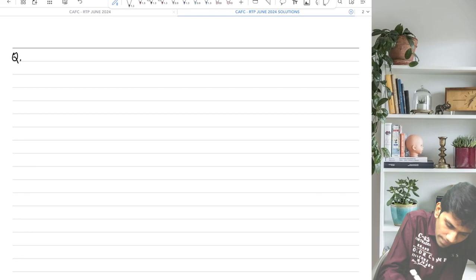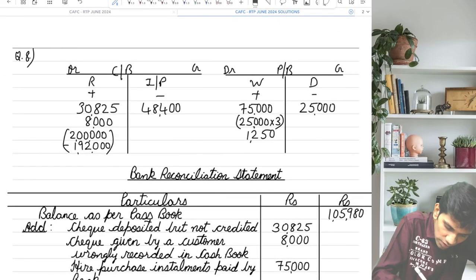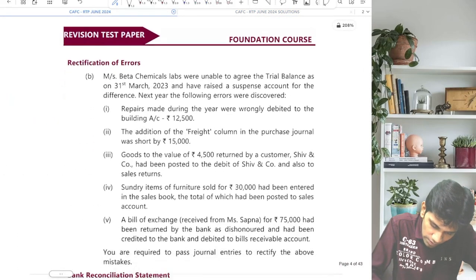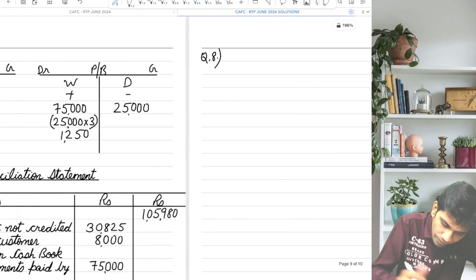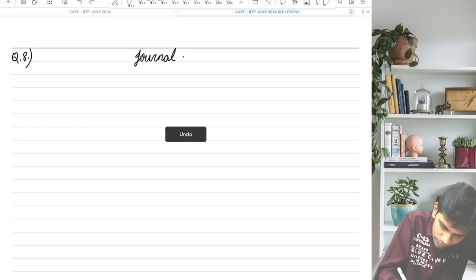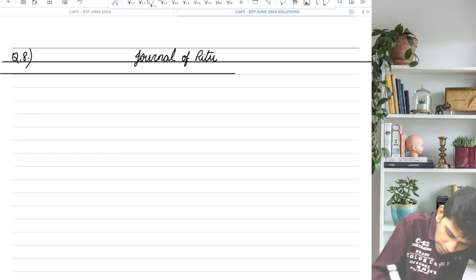Question number 8. We solved BRS before this. That was question number, sorry, wrong question written. Question number, let me check BRS. That was question number 5. Now question number 8. Journal of Ritu. We'll draw the journal quickly.